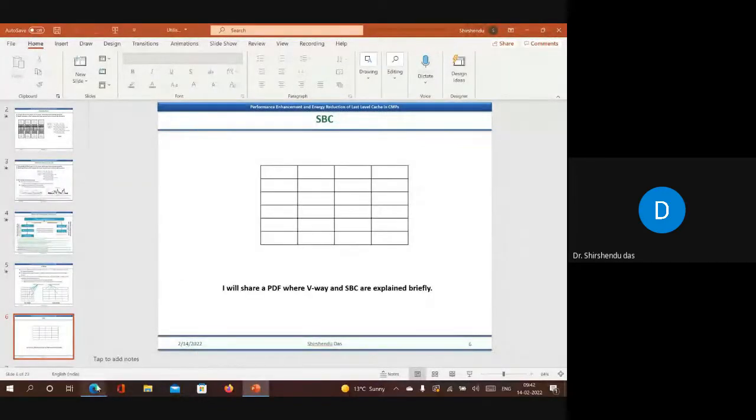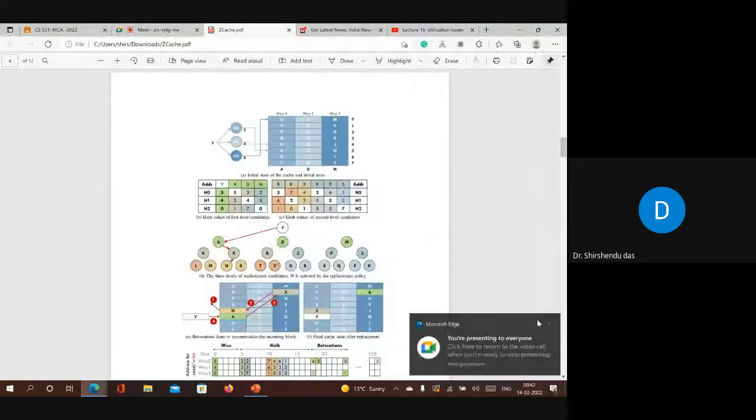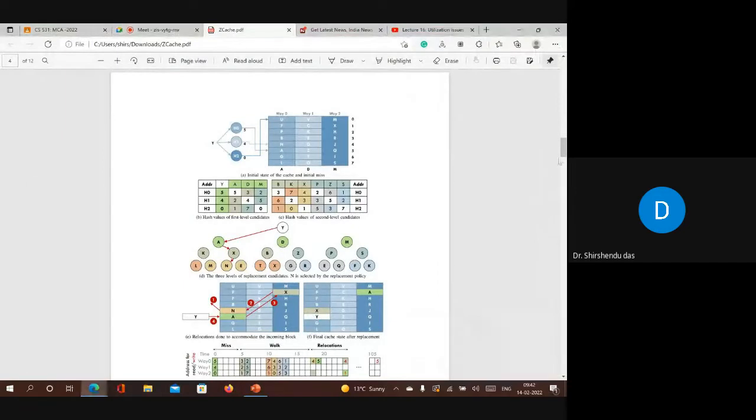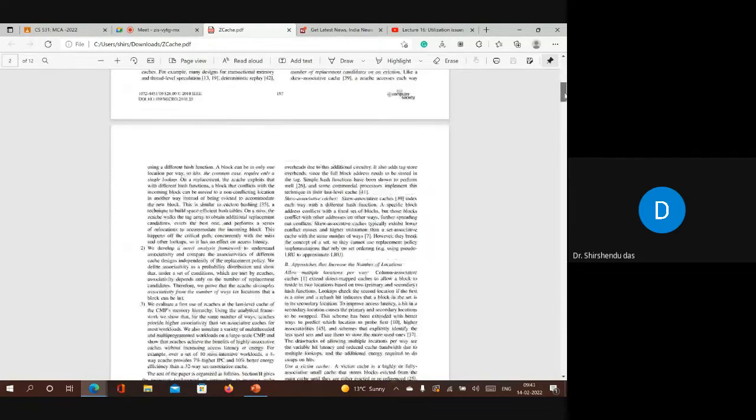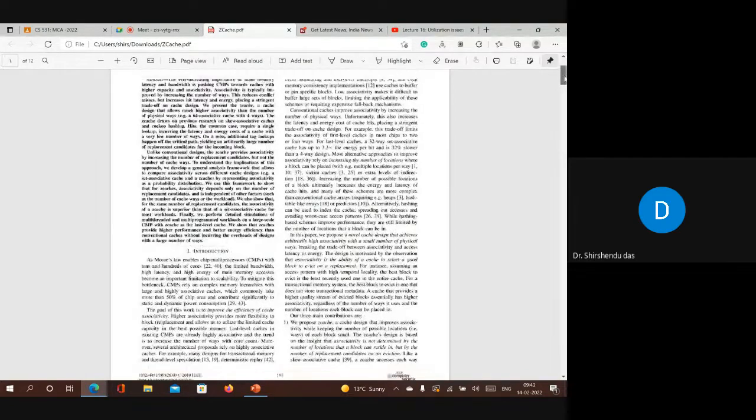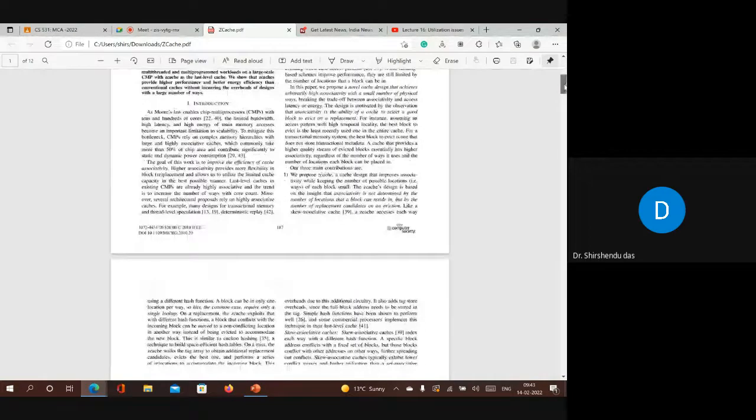Let me go to a paper. This is called Zcache. Zcache is a very interesting concept, proposed in 2010, and it is also a technique to handle the local utilization issue. But the underlying cache that they assume is skew associative cache, not set associative cache. I'm not explaining all the papers line by line, but I advise you to read the paper once. You will understand the concept written.